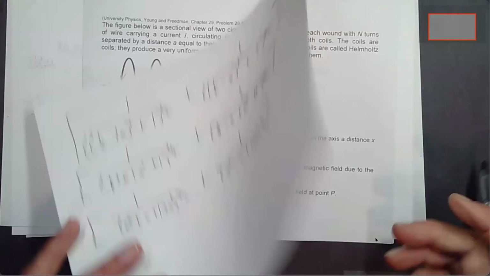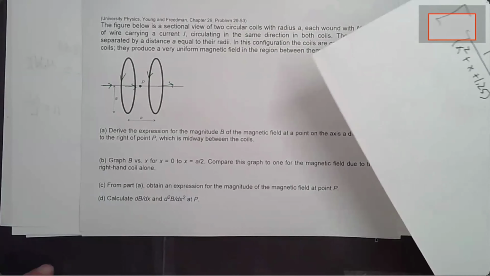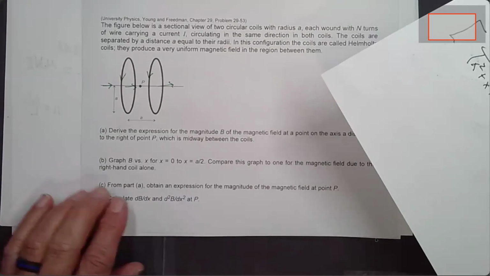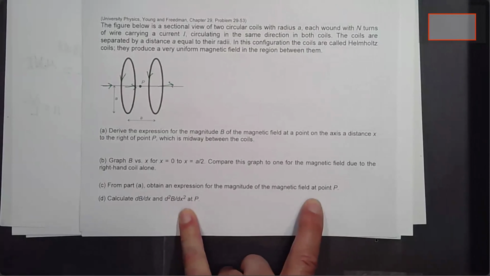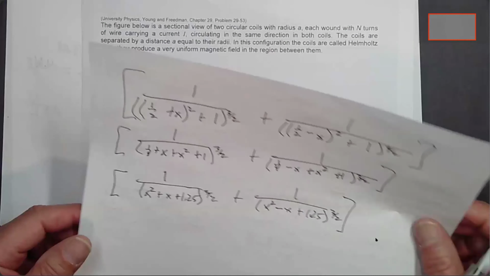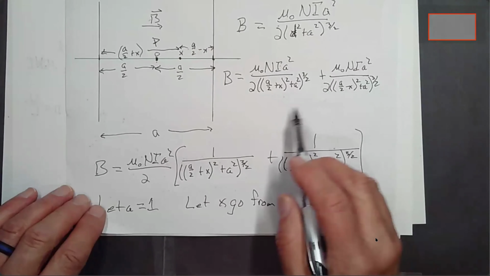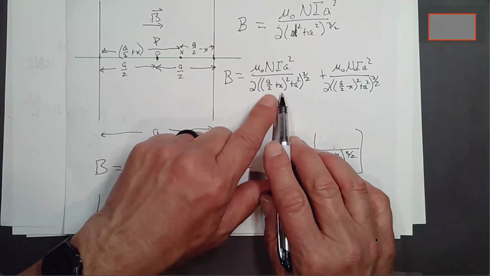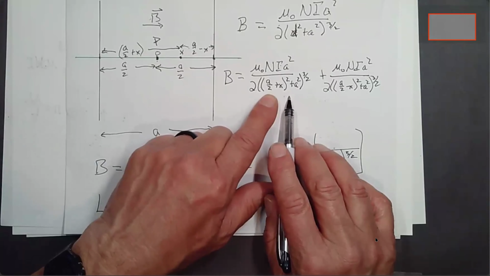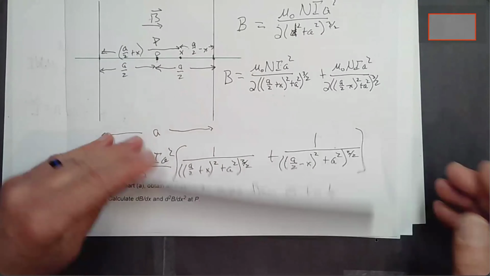Okay, so what we did so far was to graph that, and we compared the two graphs. Then, from part A, obtain an expression for the magnitude of the magnetic field at point P. Well, wherever there was our expression that we got, at point P, X is going to be 0. And so we should be able to do that.